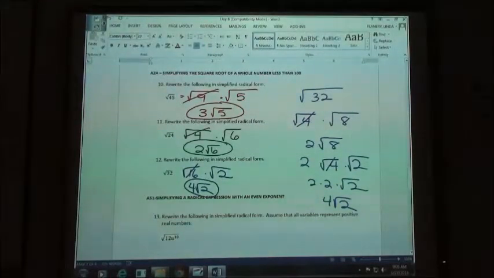So that's what I'm thinking when I'm simplifying. I'm always thinking about, okay, these ones are all too big, and I'm working my way backwards down my list so that I pick out the biggest perfect square when I simplify.